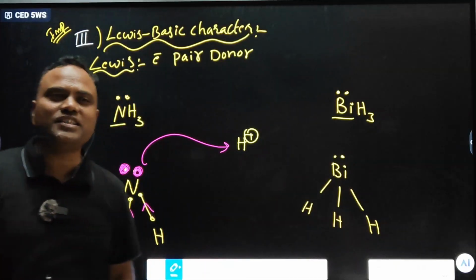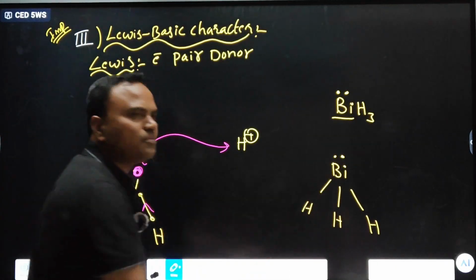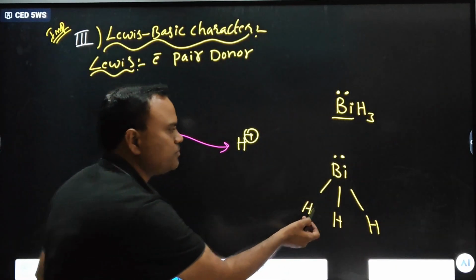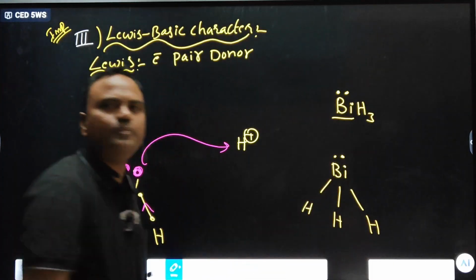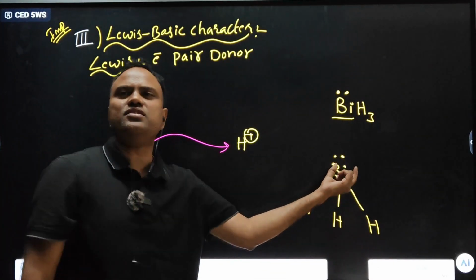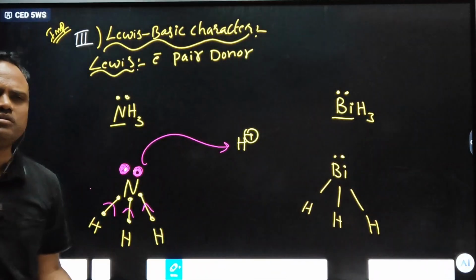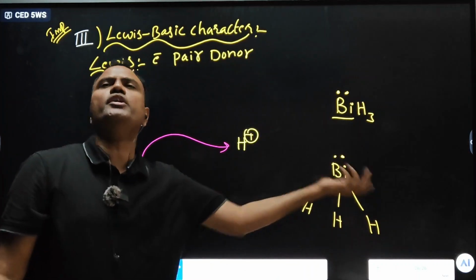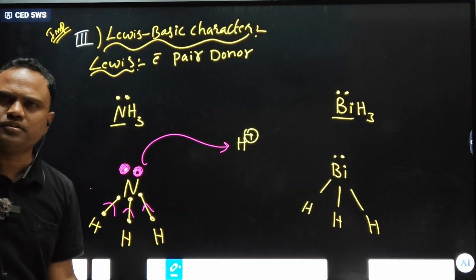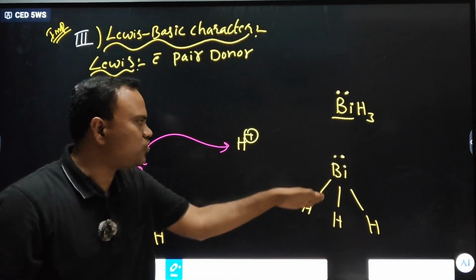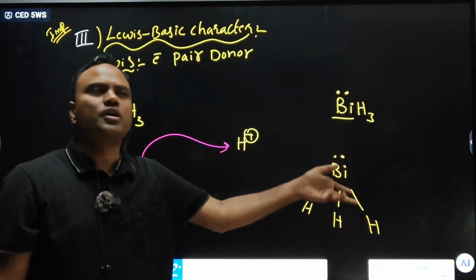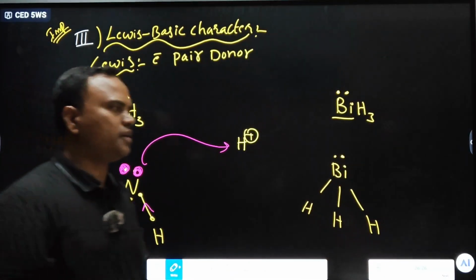In case of BiH3, bismuth is not that much electronegative. These bonded electrons won't transfer to bismuth. Bismuth is having less density only. Why would it give electrons? It is only having fewer electrons. How would it give to others? Got it? Clear? These electrons won't move towards bismuth because bismuth is less electronegative. Clear?